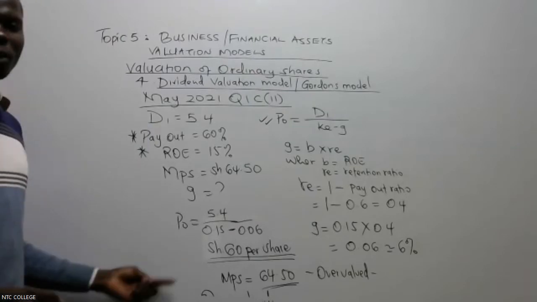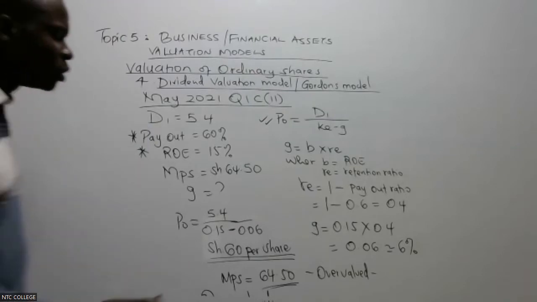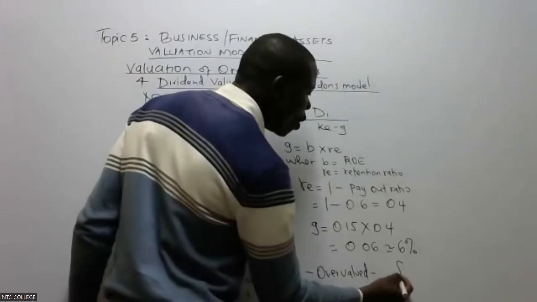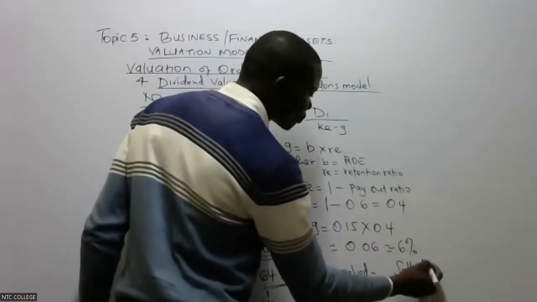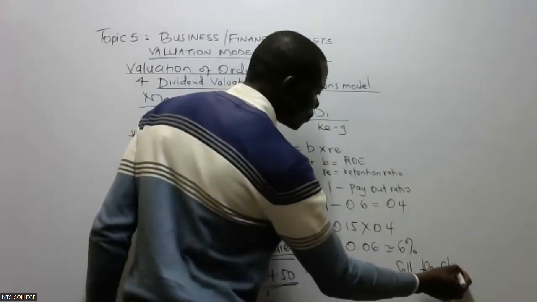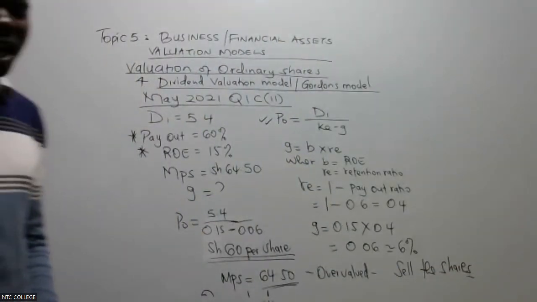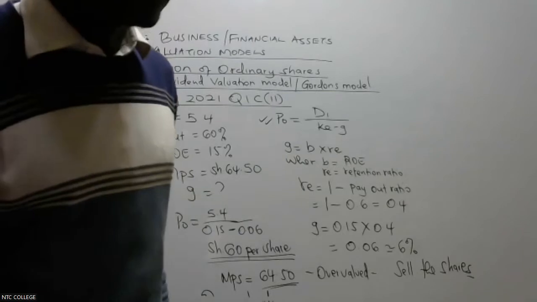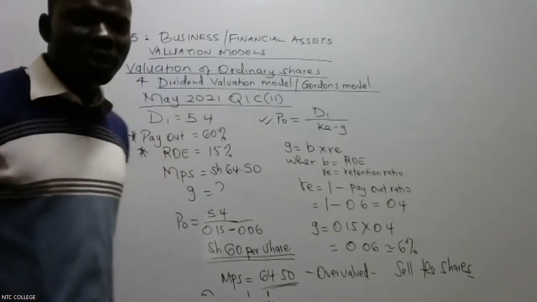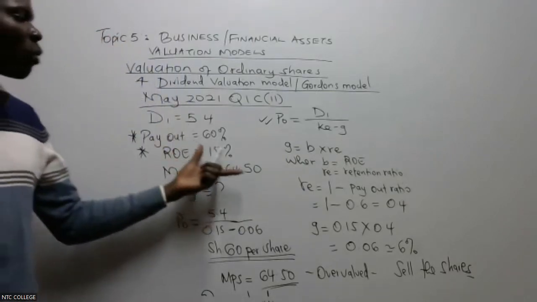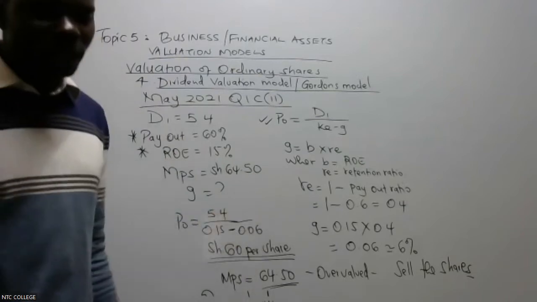So it is overvalued, so we should sell, right? We should advise him to sell the shares. He should sell the shares because they are overvalued. And that is how we tackle a question like this when it comes.